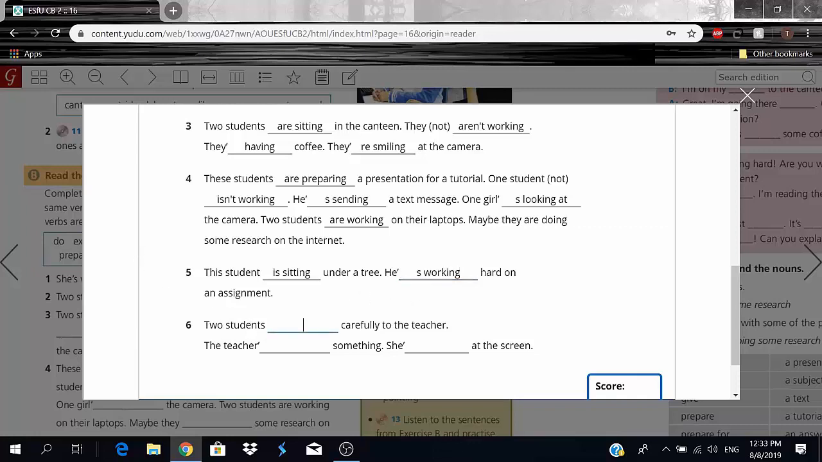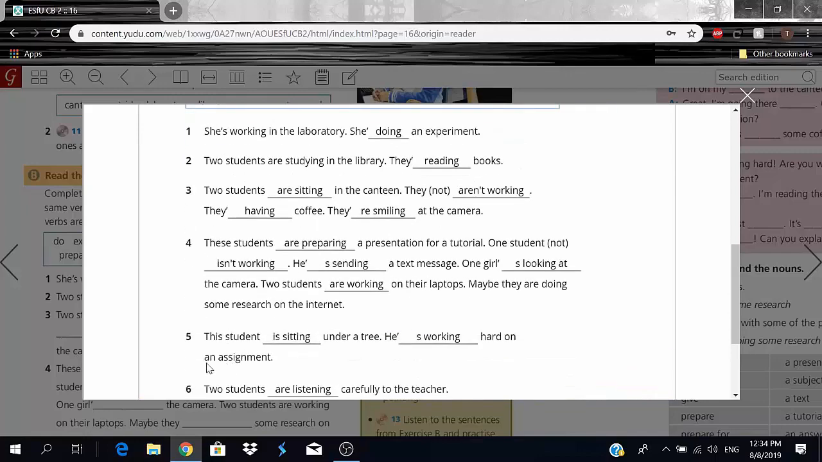Number 6, two students dash carefully to the teacher. Oh, this one's simple. Are listening carefully to the teacher. The teacher's probably explaining something. She's pointing at the screen. Pretty simple exercise, you guys.